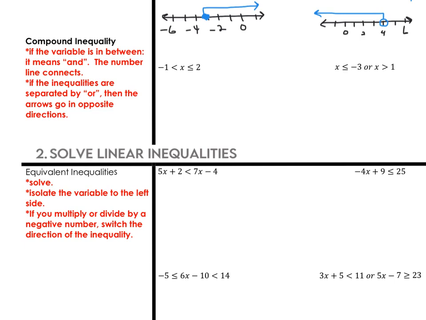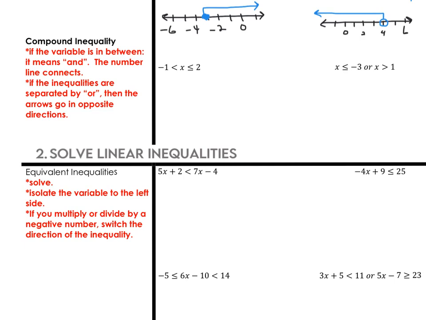If your inequalities are actually separated by the word or, then you're going to have two different locations on your number line and your arrows will go in opposite directions. All right, so here's what I mean by that. In that first example, X is in the middle, so it's in between the two boundaries. If you read it from inside out, X would be greater than -1 on the left, since the symbol is pointing towards the -1. That would be the smaller of the two. And X is less than or equal to 2.